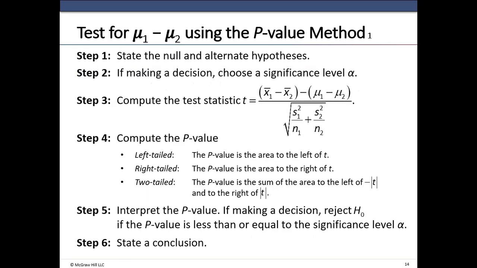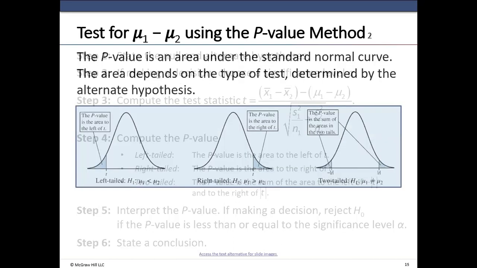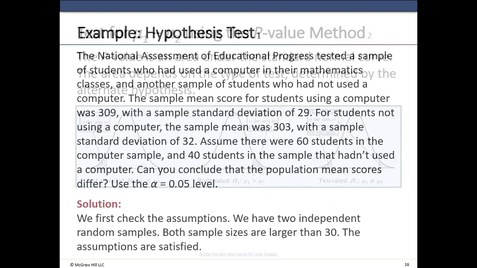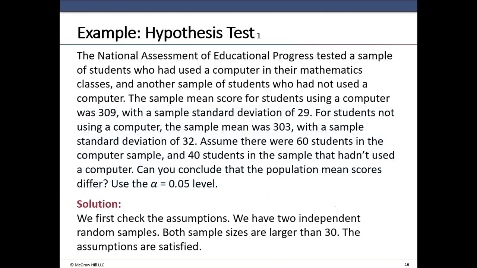Okay. So state the null and alternate. If making a decision, choose a significance level alpha. Compare the test statistic. We do not have to remember the formula. The formula is built into the calculator. Compute the p-value. Interpret the p-value. If the p-value is less than alpha, reject H0. If the p-value is greater than alpha, fail to reject H0. State a conclusion. This shows how to calculate the p-value.